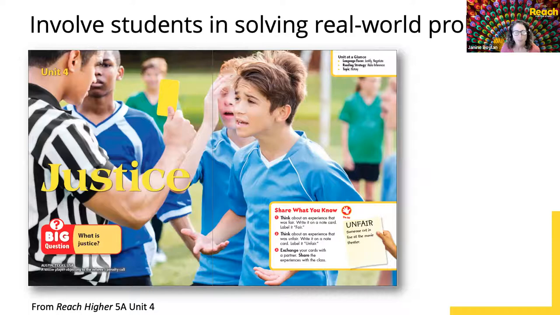Merrill notes that learners will assume ownership only if the problems to be solved are interesting, relevant, and engaging. So justice is something that students experience in their own lives. And maybe they can relate to this image where a player is getting a yellow card in a game. They might have feelings about if that's just or not. So they may have opinions already about this question of what is justice.